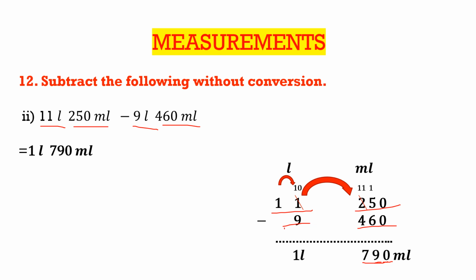Now go to liter column. Now this 1 becomes 0, as we have carried over 1 from liter to milliliter. We can't subtract 9 from 0, so we have to take the carryover from 1. Now this 0 becomes 10. 10 minus 9 is 1. So we get 1 liter. Now 11 liter 250 milliliter minus 9 liter 460 milliliter is 1 liter 790 milliliter.